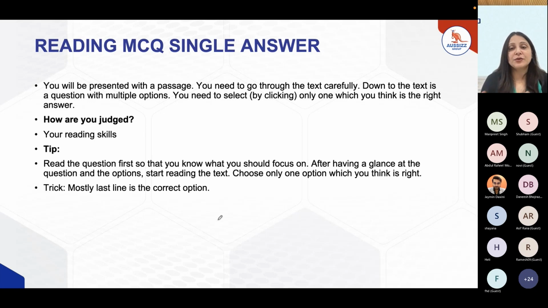So identify high score tasks and low score tasks. Reading multiple choice question, single answer is a low score task. It does not affect your score a lot. So please do not worry about this question type.